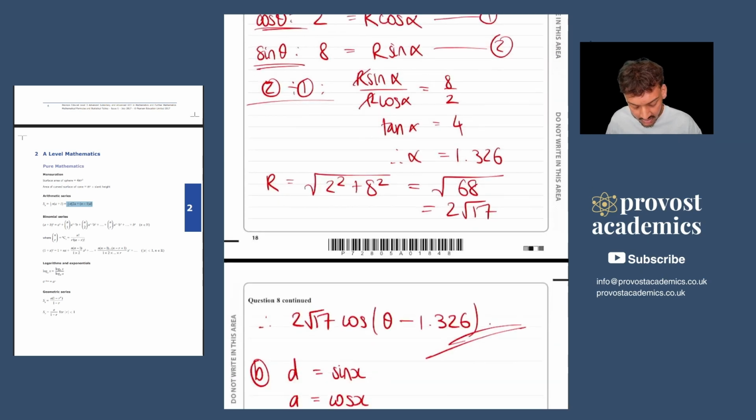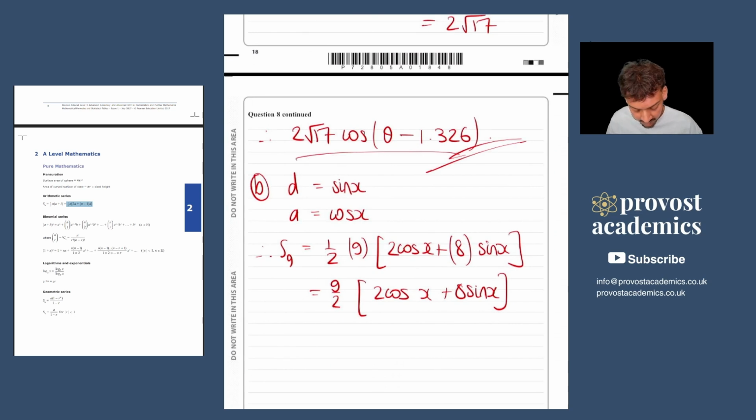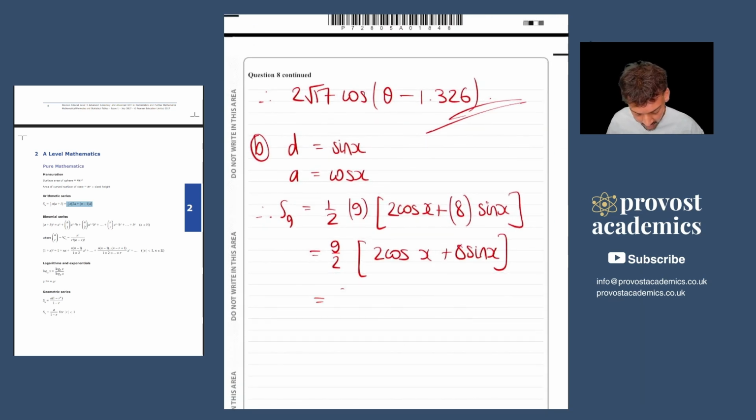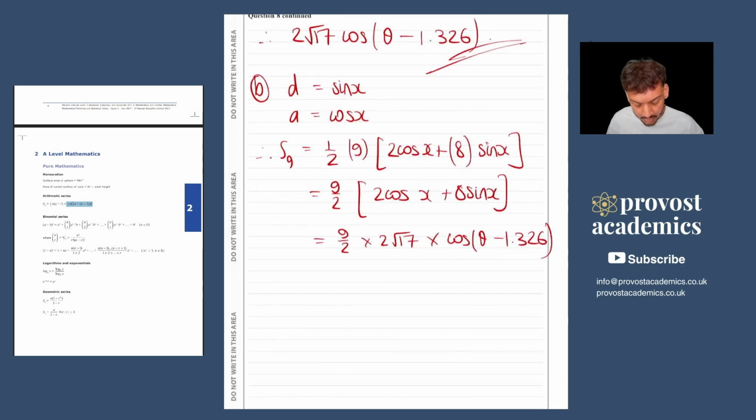So we can actually use this compact form that we found, the wave function, whatever you like to call it. So that's 9 over 2 times 2 root 17 times cos of theta minus 1.326. And like we said, the maximum value that cos can take is indeed 1, because it's a bounded function between 1 and minus 1. So we can say that the max value is 1, so therefore the 2 cancels to give me 9 root 17, and that's my max value that S9 can take. I think that was part 1.